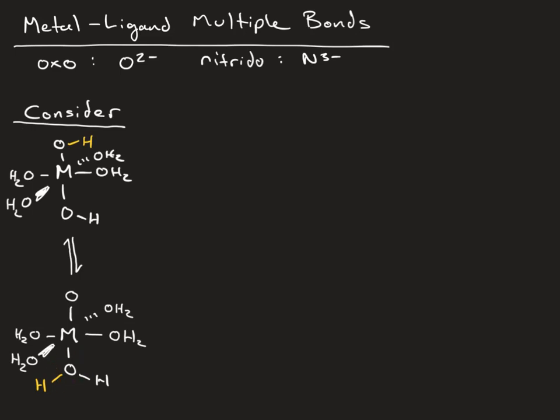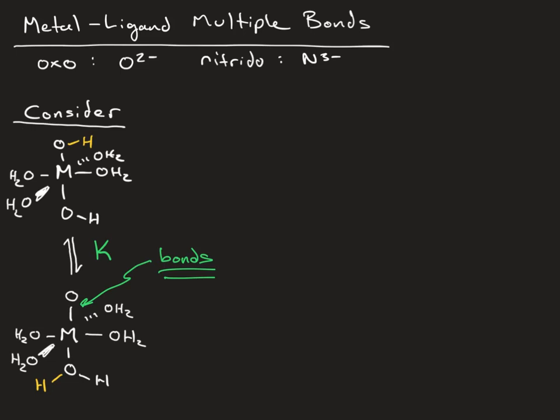Concerning this reaction, we can ask ourselves two questions. First question is, where does the equilibrium constant lie? Does it lie towards the dihydroxo or the oxo compound? And the second question that we can ask is, how many bonds should we be drawing between the oxygen and the metal?